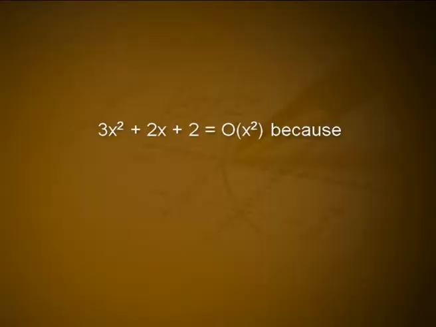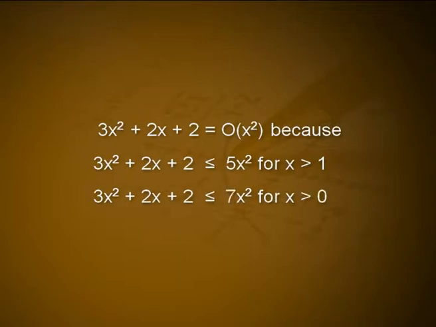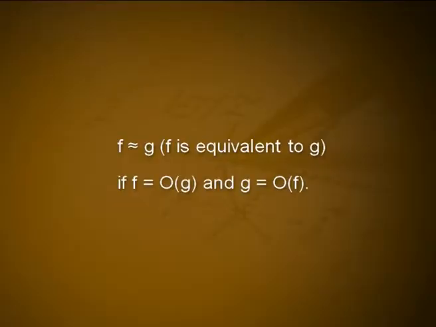Example 1. 3x squared plus 2x plus 2 is equal to O of x squared, because 3x squared plus 2x plus 2 is less than or equal to 5x squared for x greater than 1, and 3x squared plus 2x plus 2 is less than or equal to 7x squared for x greater than 0. We say that f is equivalent to g if f is equal to O of g and g is equal to O of f.